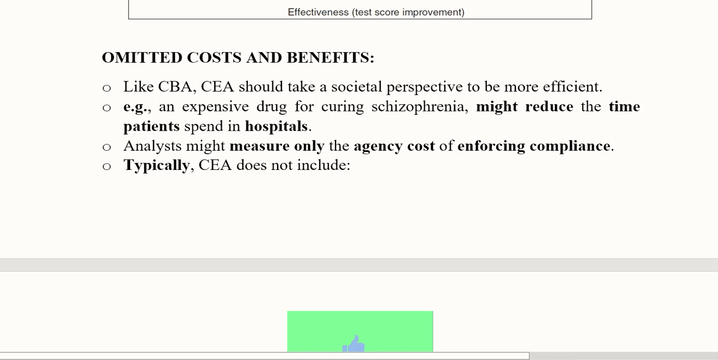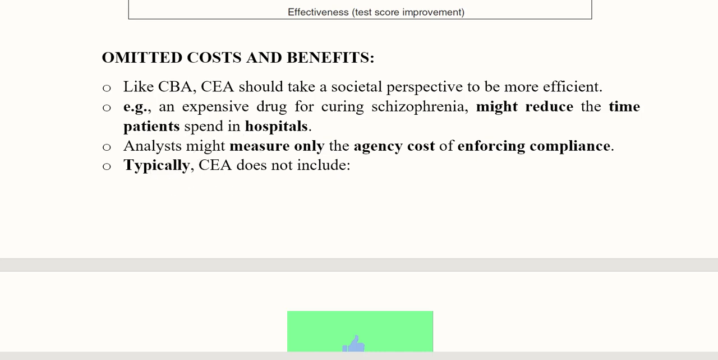So in this process, the analyst might measure only the agency cost of enforcing the compliance. Whatever the agency, that is the health agency, has spent on enforcing this compliance of giving this drug to various people who suffer with this disease, that will be considered. But this is not the right thing to do, because there are other aspects that should be included.